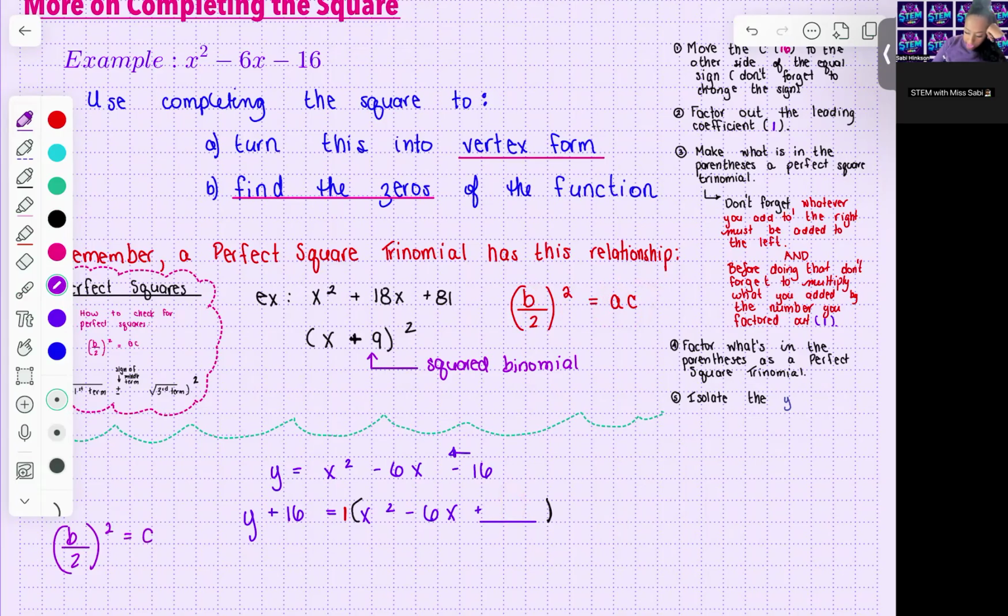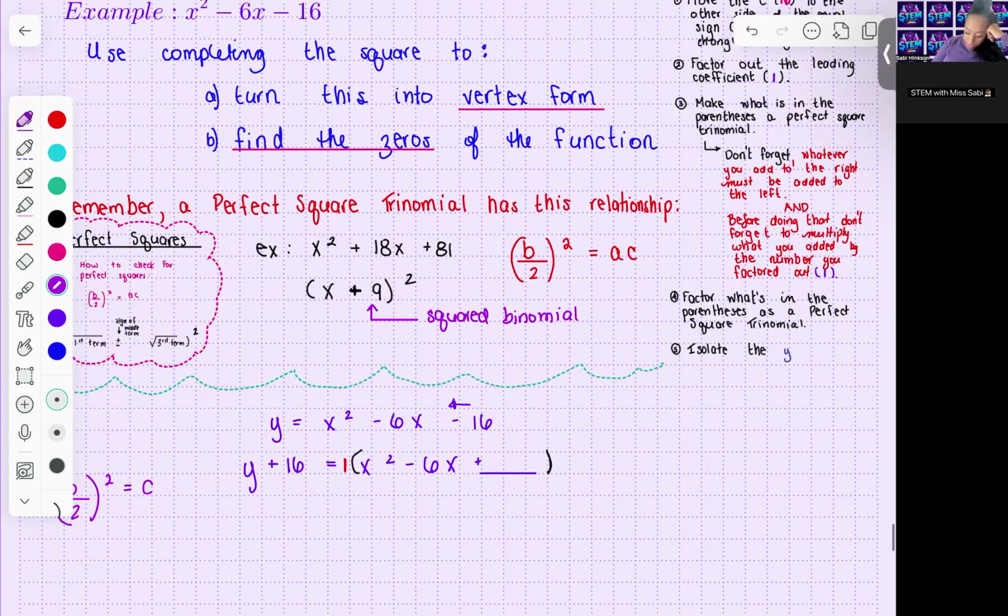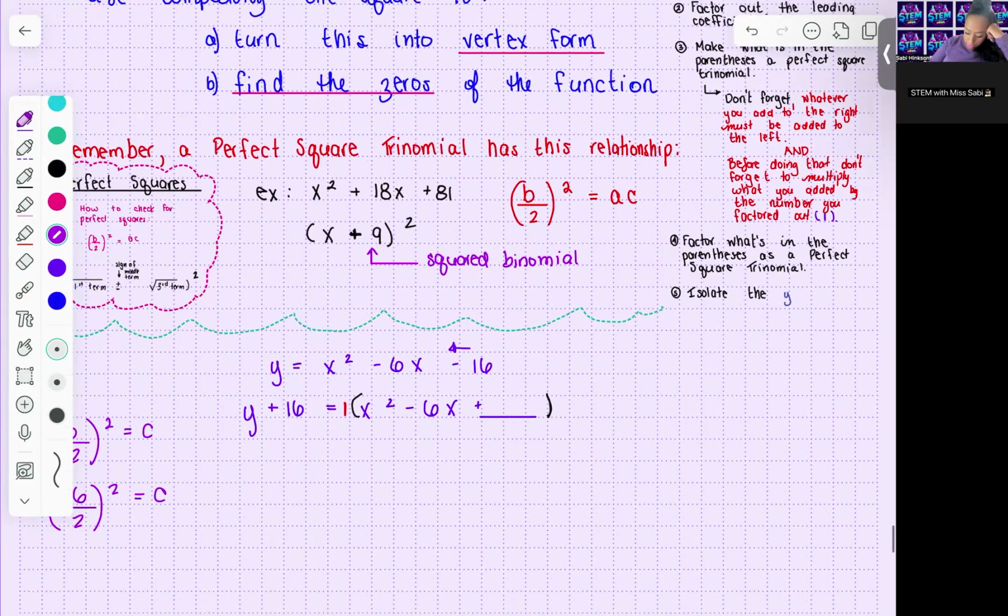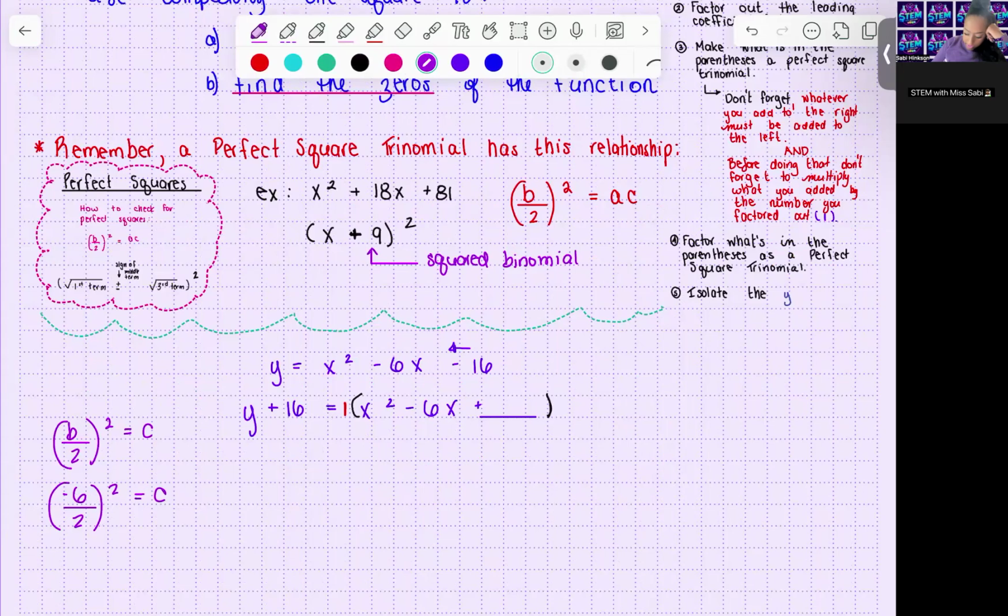Remember, because my A is 1. So my B is -6 over 2 squared equals C. So remember, -6 divided by 2, -3 squared is equal to C. So 9 is equal to C. So I am going to put that here. Now I have forced it to be a perfect square trinomial.